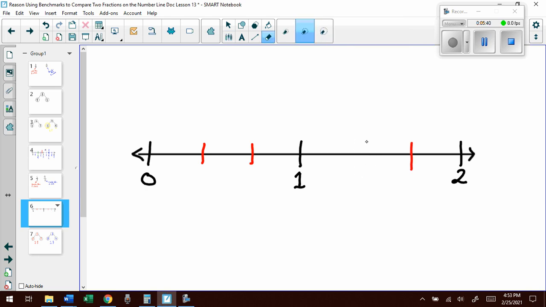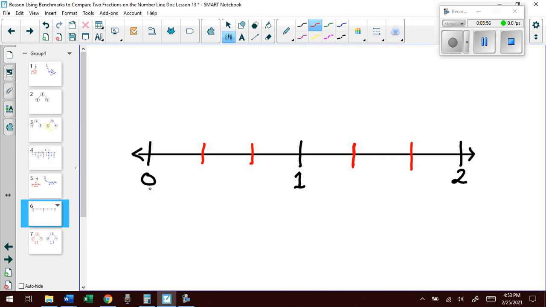And why am I erasing? Because these should be as equal as I possibly can get them. I did fine. Not terrific, but fine, they're equal enough.